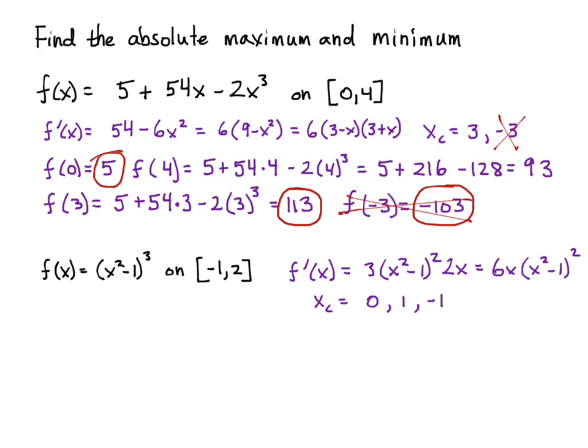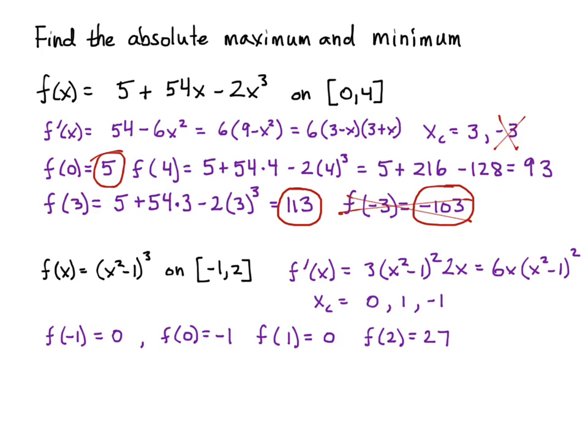Now I can get this by inspection, right? I know that 0 gives me a 0 on my derivative, and then x squared minus 1, I know how that factors. That's going to be x equals 1 and x equals negative 1. So here are my 3 critical values. All of these are within my interval, so I'm going to evaluate all of them.